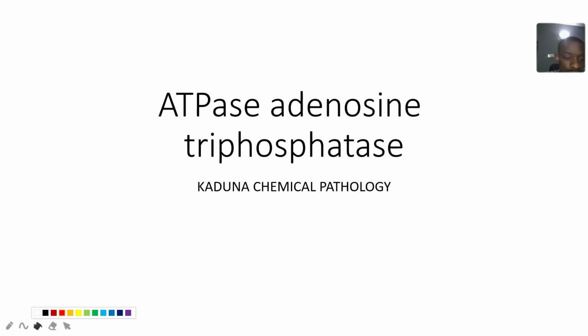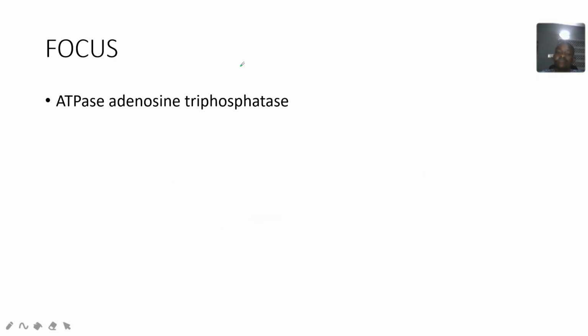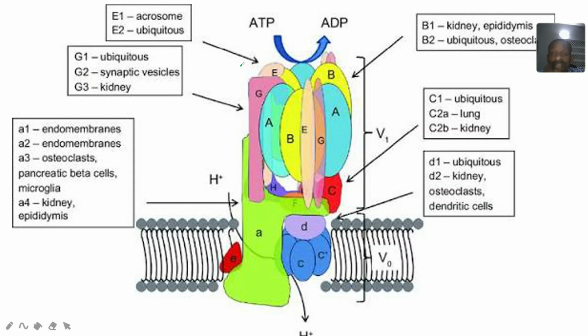Okay, so we just spoke about ATP, and next we are talking about this enzyme. And this enzyme is adenosine triphosphatase. Just like I told you guys, every enzyme is named according to what it's acting on. Adenosine triphosphatase. We spoke about adenosine triphosphate. So this is the structure of the enzyme.